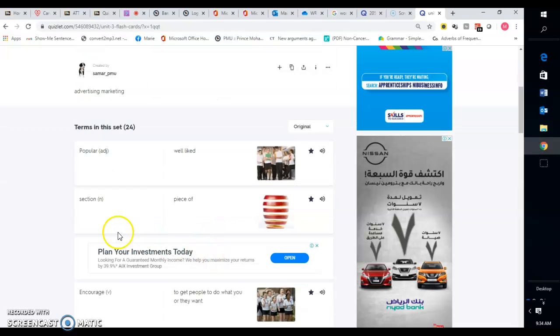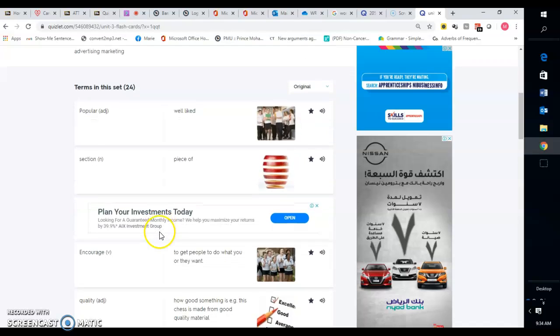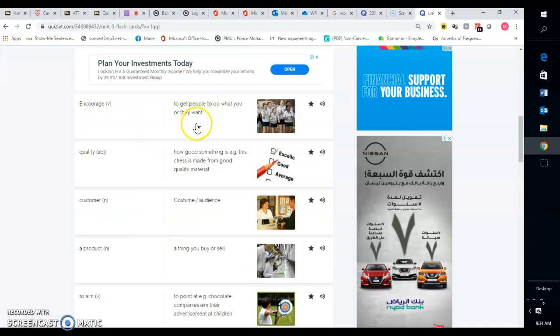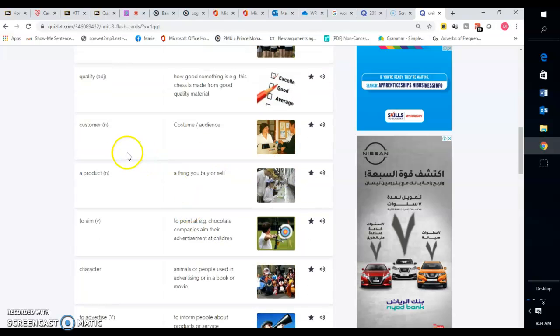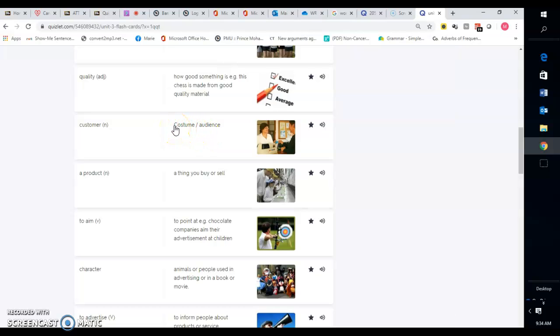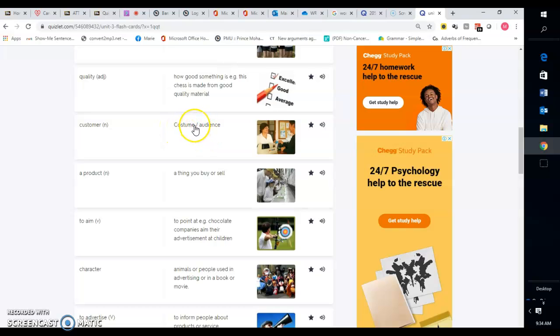Okay, here, section, this one's right. Encourage, yeah, quality, yes, this is a simple definition, how good something is. For example, just put an example, chess is made from good quality material. Customer, this is wrong, it should be consumer, this one should be consumer. It's customer and then custom. If you miss that, it's okay, I don't mind.